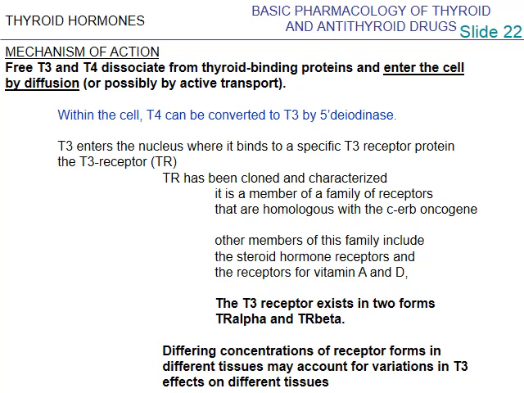The mechanism of action of thyroid hormone involves the actual free form of the T3 or the T4, leaving the thyroid binding protein, thyroid binding globulin, and entering the cell by diffusion, perhaps by active transport, but most likely by diffusion. When that thyroid hormone gets to the cell, within the cell it can be converted to T3 if it hasn't yet already been so, through the action of 5' deiodinase.